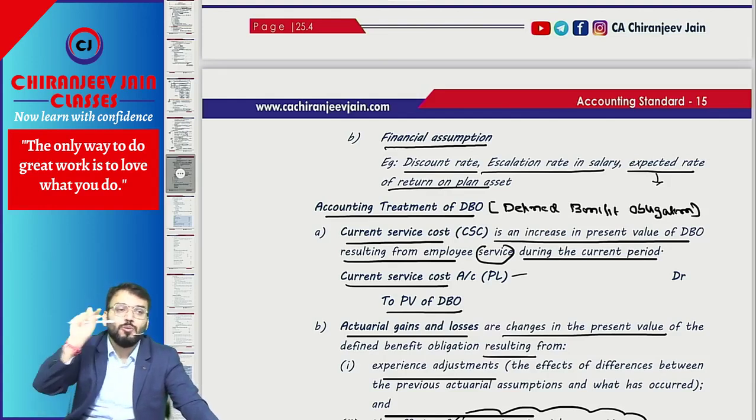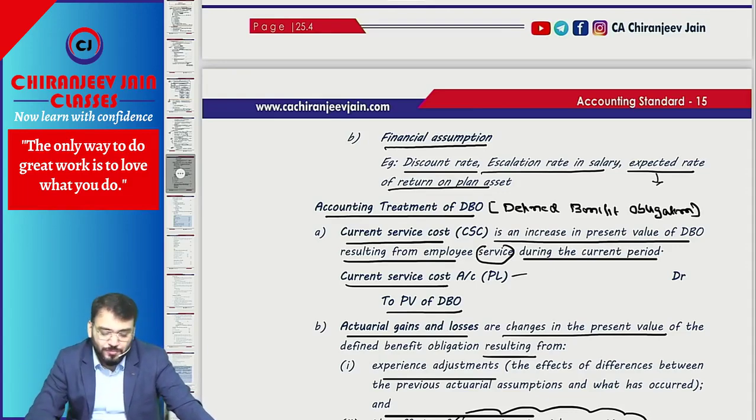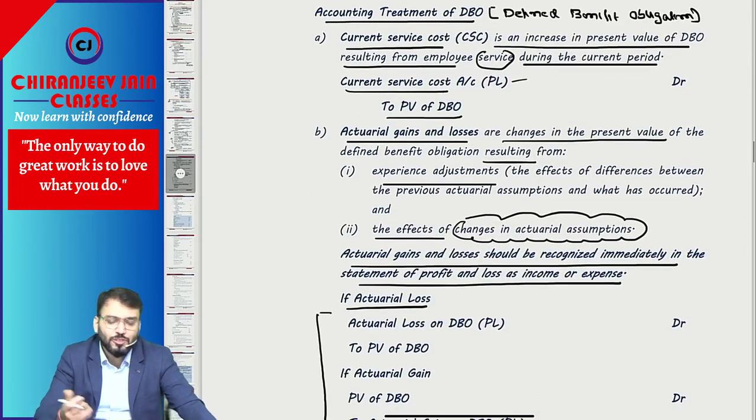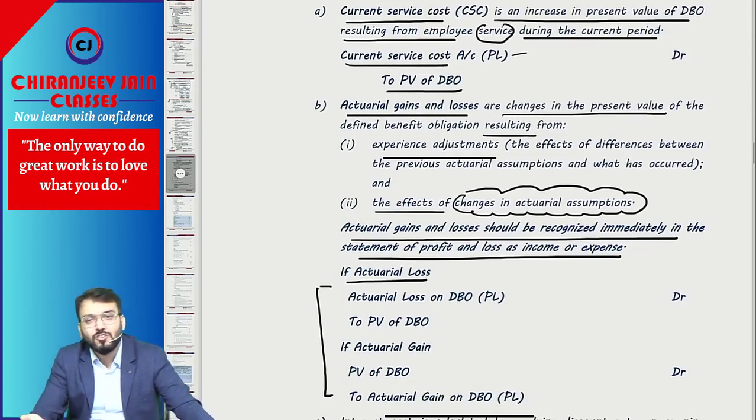Once you calculate current service cost, then we'll prepare one liability statement. Liability statement means opening balance plus interest plus current service cost, closing balance. So that closing balance is known as closing balance of present value of DBO. Interest cost you have understood. So current service cost, what is the journal entry? Current service cost to present value of DBO. Current service cost will be charged to PL. Then interest cost, what is the journal entry? Interest cost to present value of DBO. Then interest cost will be charged to PL.